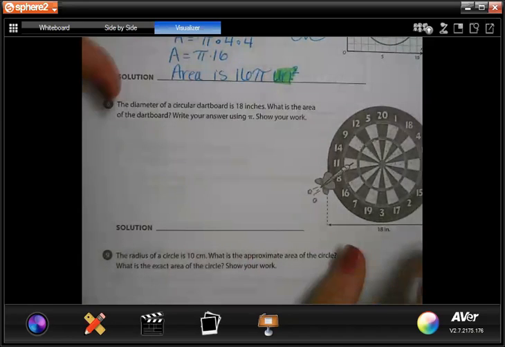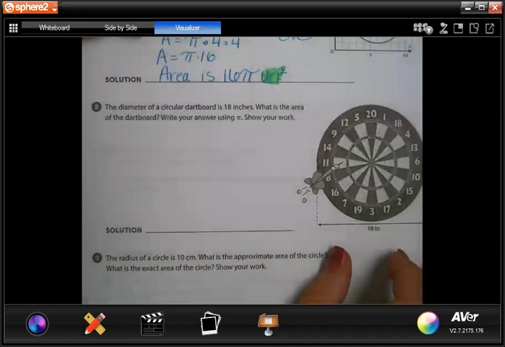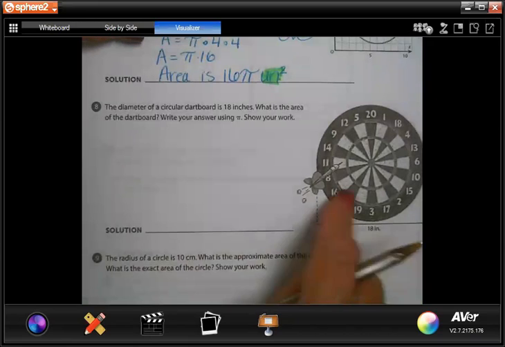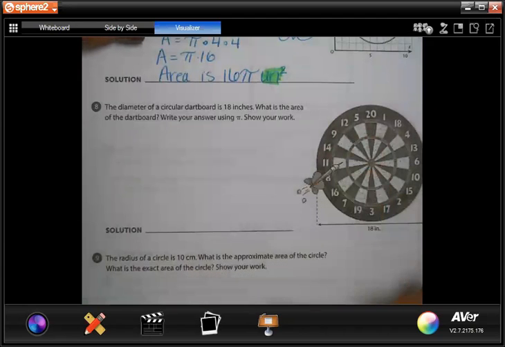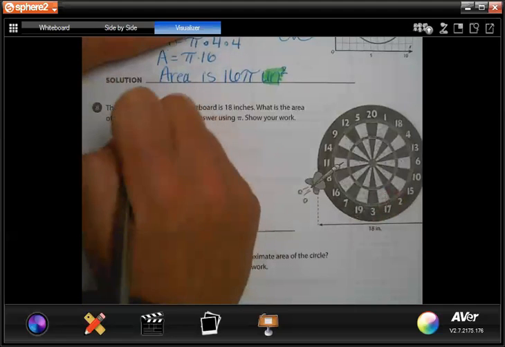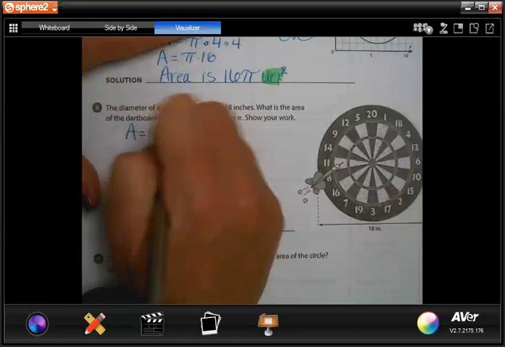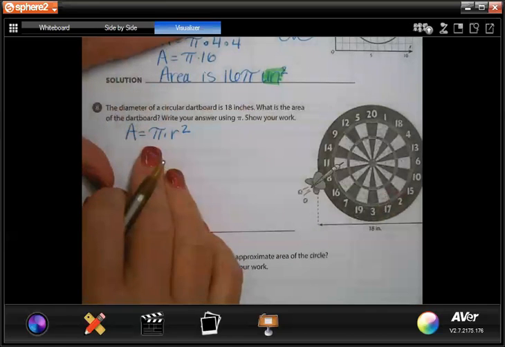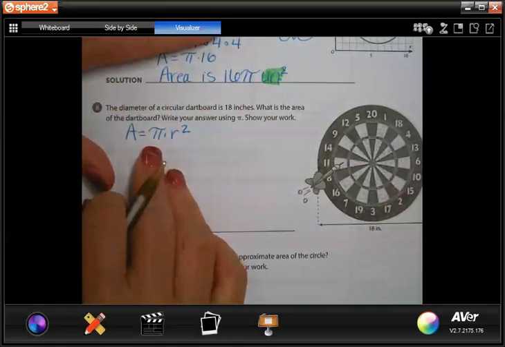Now this is important stuff, because if you've ever played darts, you know how important it is to know the area of your dartboard so that you can figure out what your odds are to hit one of those spots. So here it is. Area equals pi times radius squared. I always like to start out with my formula so I don't forget it.